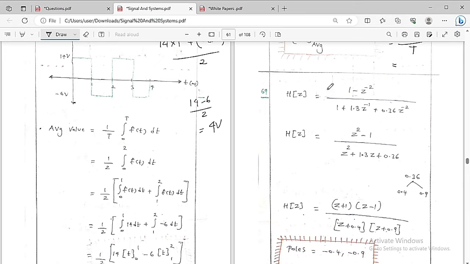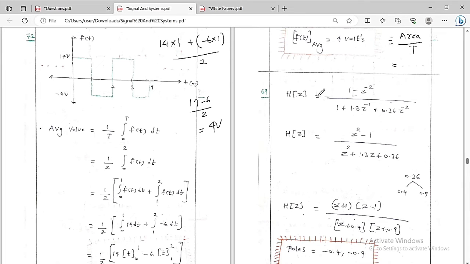As you can see clearly, what is H of z? The transfer function of the given system is (1 minus z to the power of minus 2) by (1 plus 1.3 into z to the power of minus 1 plus 0.36 into z to the power of minus 2). So if you simplify, z to the power of minus 2 means 1 by z square, z to the power of minus 1 is 1 by z. So if you simplify, what are you going to get?